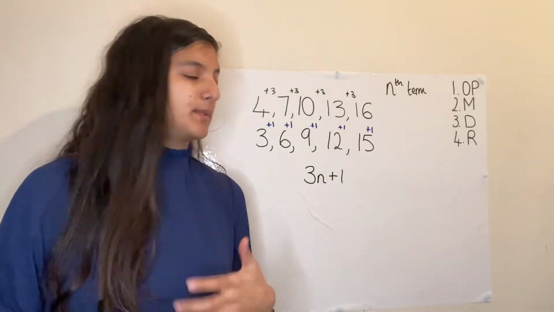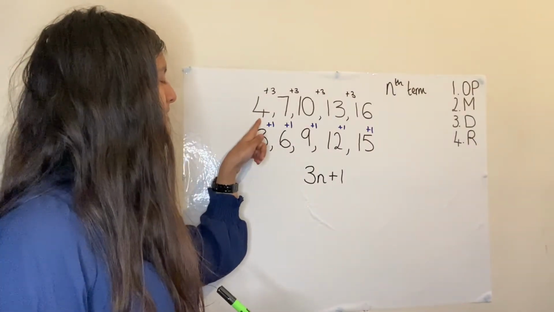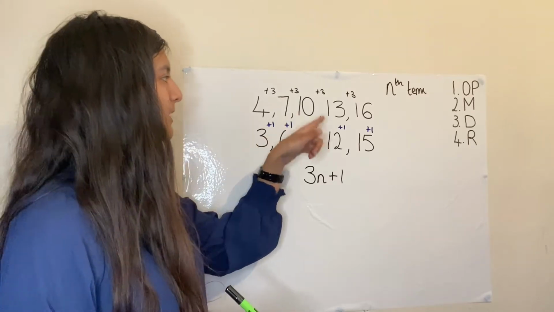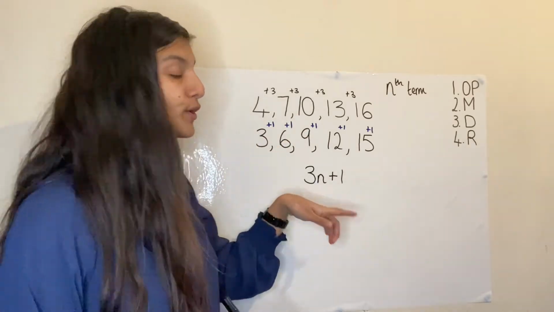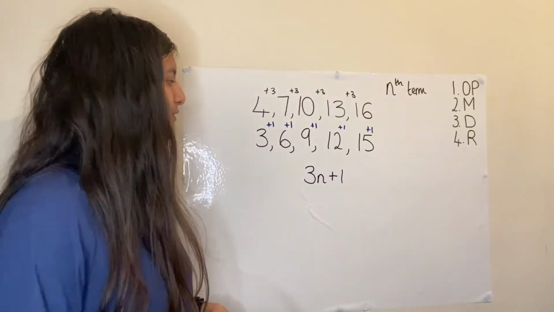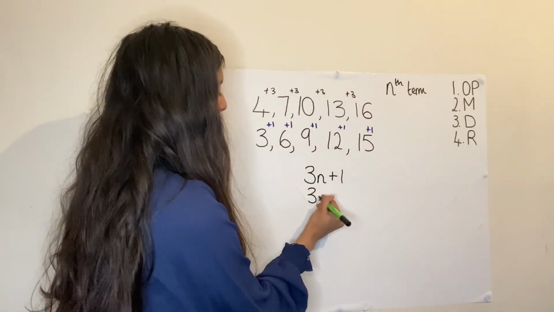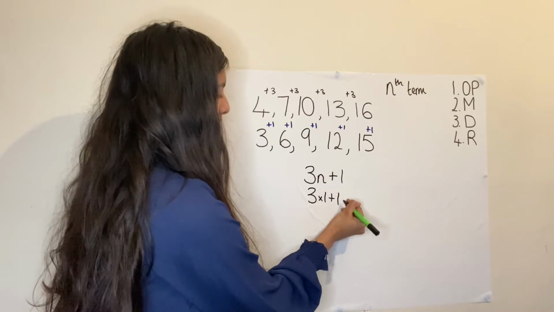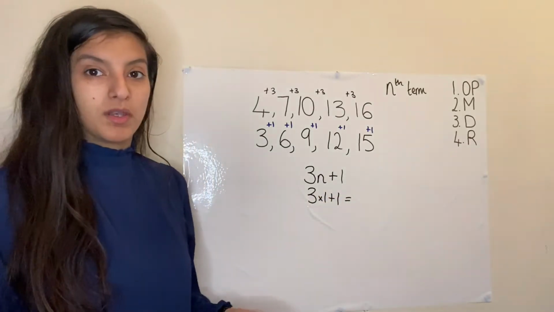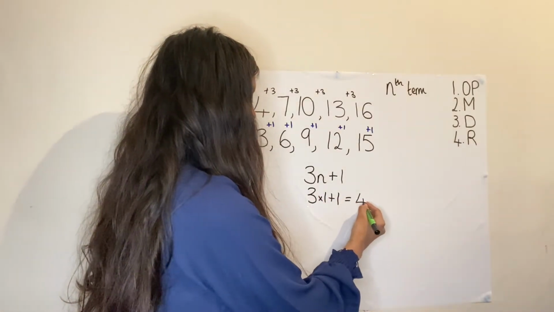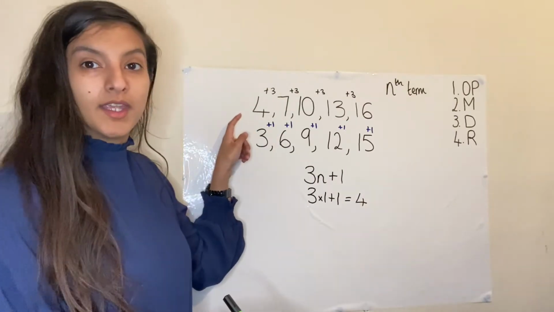So let's see if this makes sense, okay? So this is number 1 in my pattern, this is number 2 in my pattern, and so on, okay? So 3n plus 1. Let's see if it works. We're going to do 3 times 1 plus 1. So 3 times 1 is 3 plus 1 equals 4. The first number in my pattern is 4.